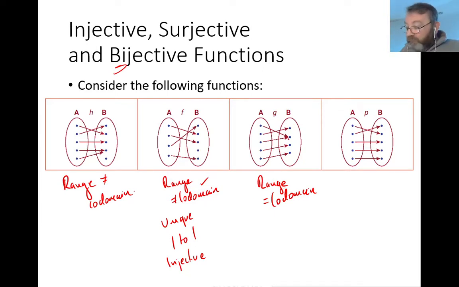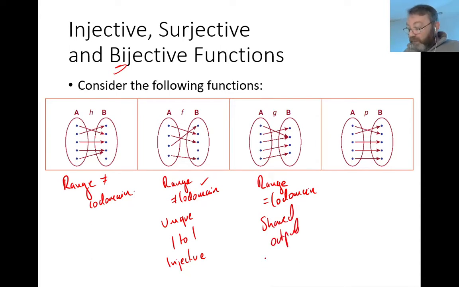Now, notice, is there a unique relationship between each of these? And the answer is no, because element 1 and 3 from A are both linked to the second output of B. So even though the range and the codomain are the same, we end up getting a shared output in B. And if there is a shared output, what does that mean?